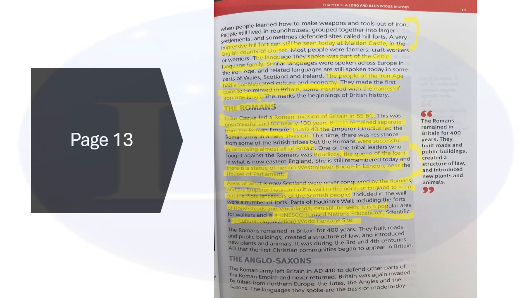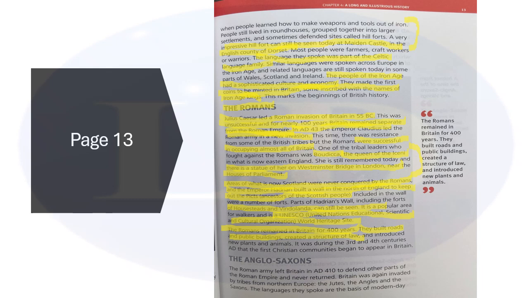The Romans remained in Britain for 400 years. This is something which is always in one of the questions. How many years did the Romans remain in Britain? 400 years. Or they could ask you, for 400 years, which army, which nation ruled over England? And you would say the Romans. They built roads, public buildings, and created a structure of law. This is very important, and you will be asked questions.